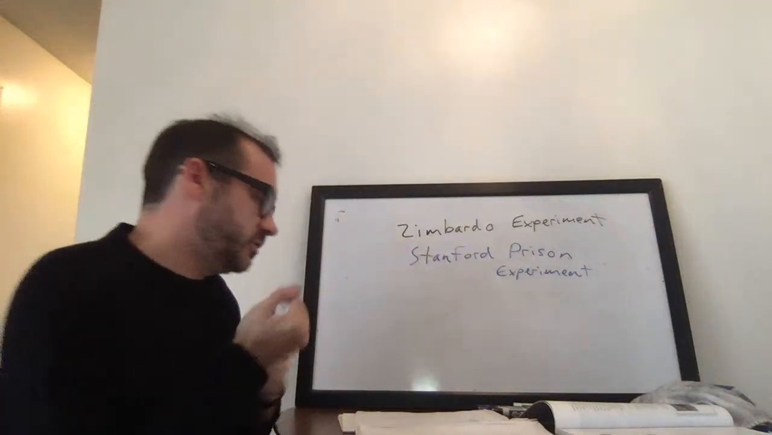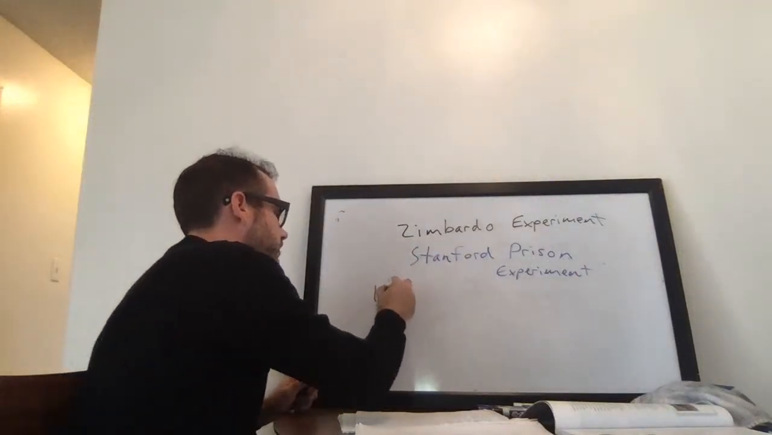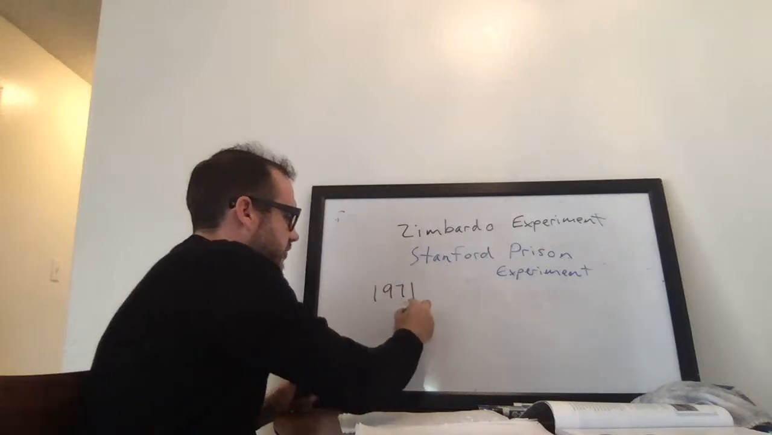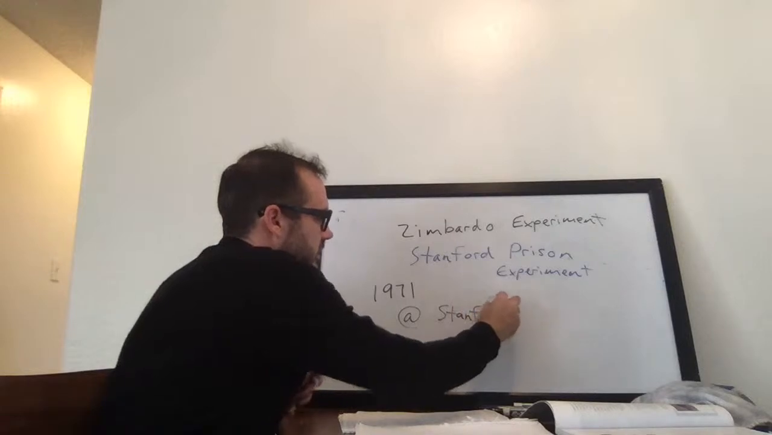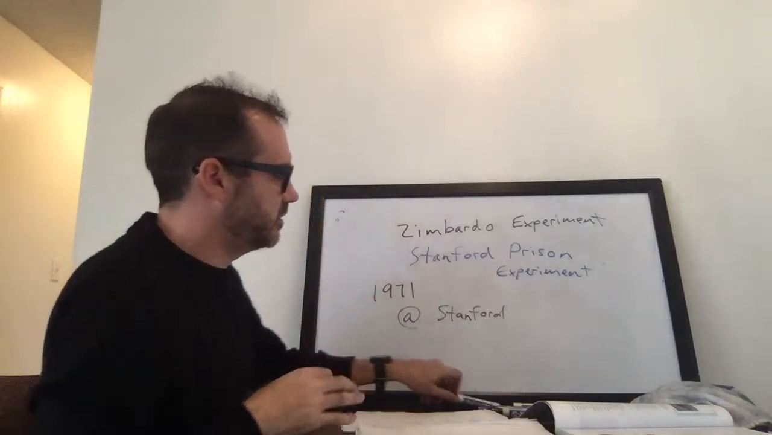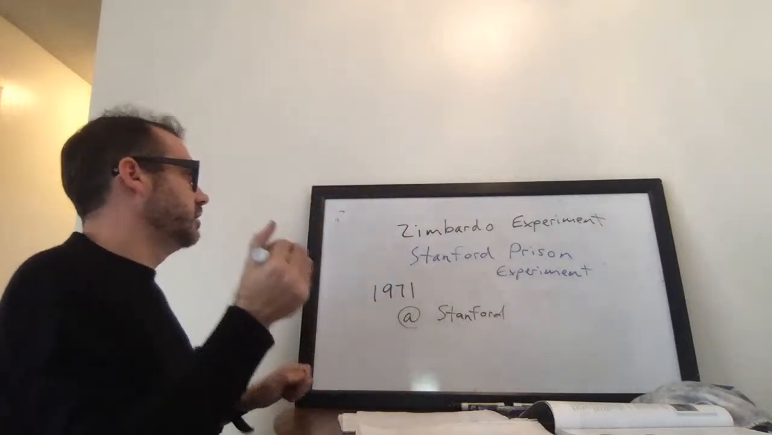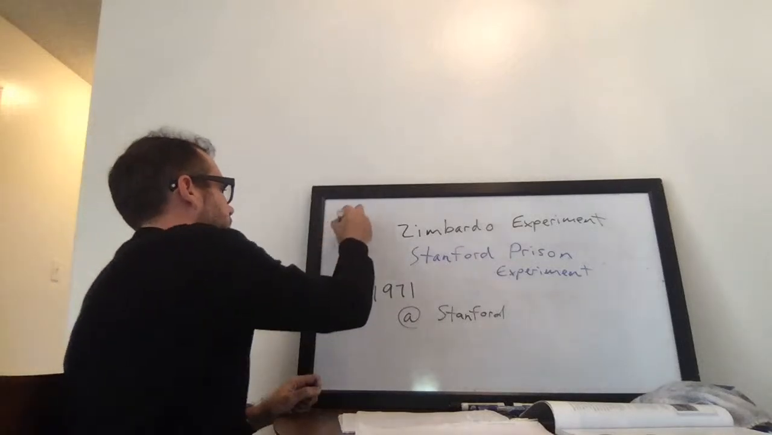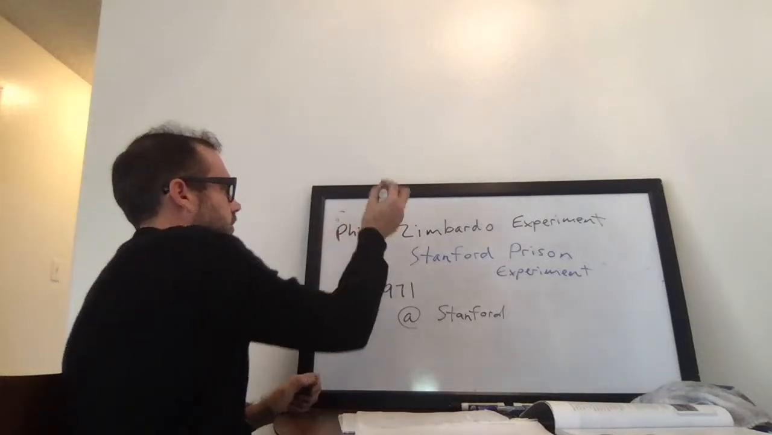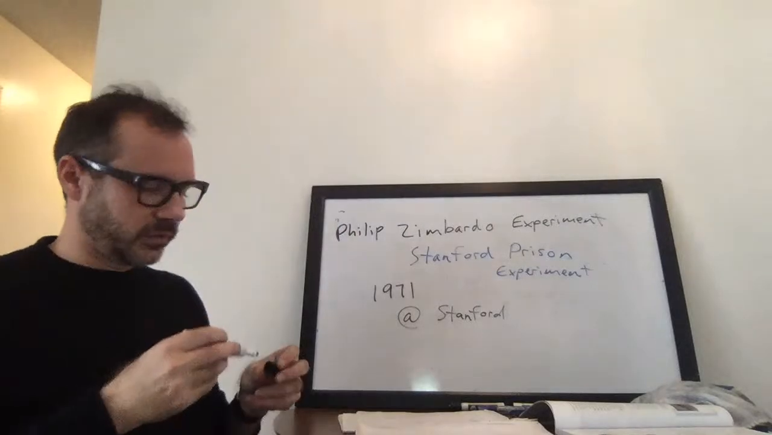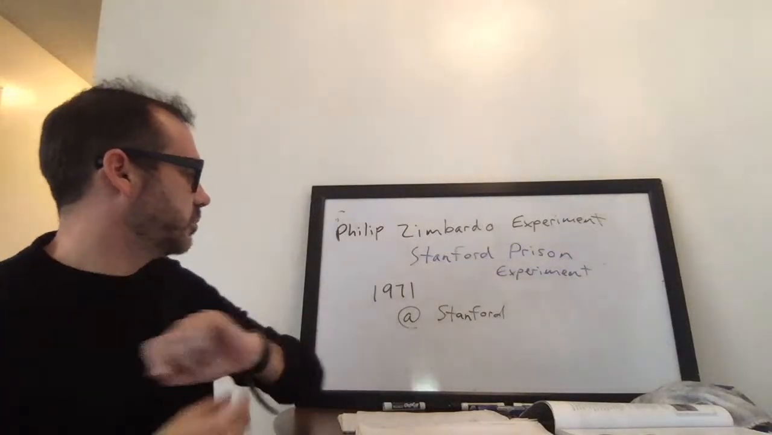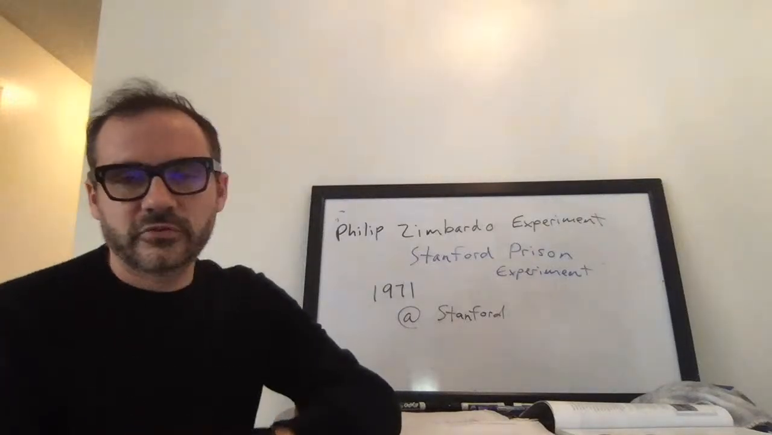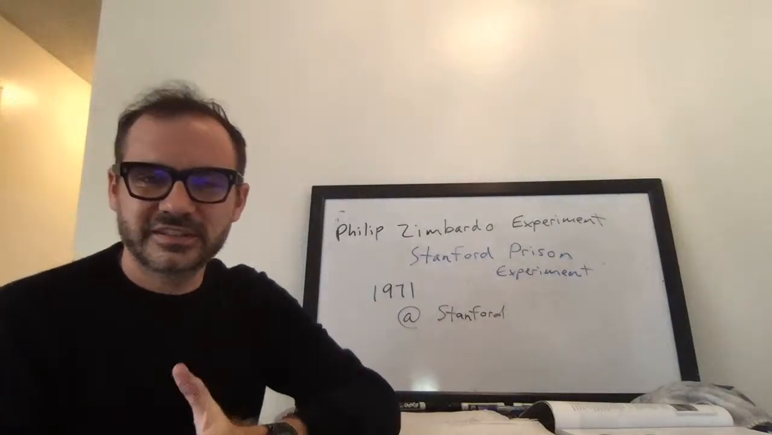So a couple of details. It happened in 1971. And it was at Stanford University, obviously. The lead researcher, and the reason that it's named the Stanford Prison Experiment, is this guy, Philip Zimbardo. So Philip Zimbardo, psychologist and professor at Stanford, conducted the Stanford Prison Experiment. This was funded by the United States military with the US Navy.